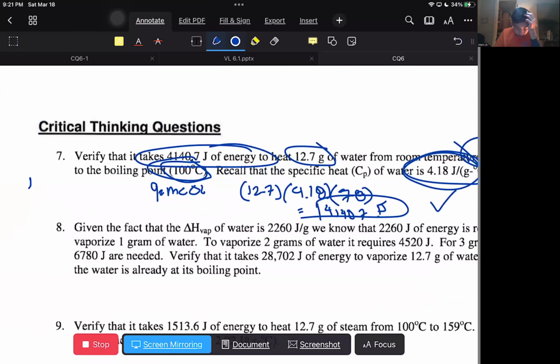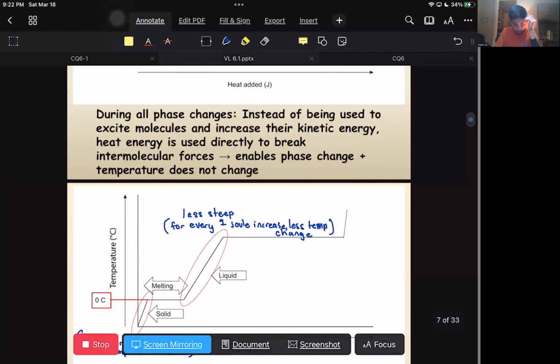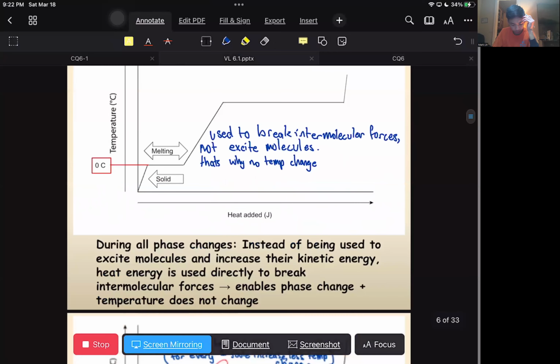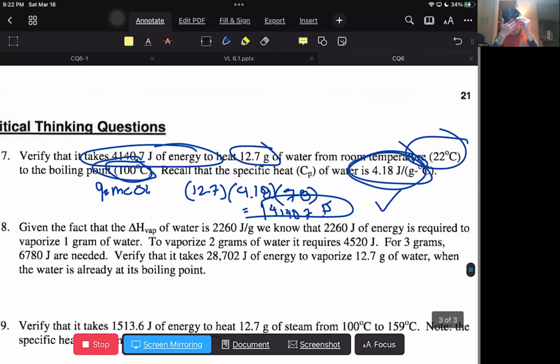Given that the enthalpy of vaporization of water is 2260 joules per gram, we know that 2260 joules of energy is required to vaporize 1 gram of water. To vaporize 2 grams of water, it requires 4,520. For 3 grams, and so on and so forth. Verify it takes 28,702 joules to vaporize 12.7 grams of water.